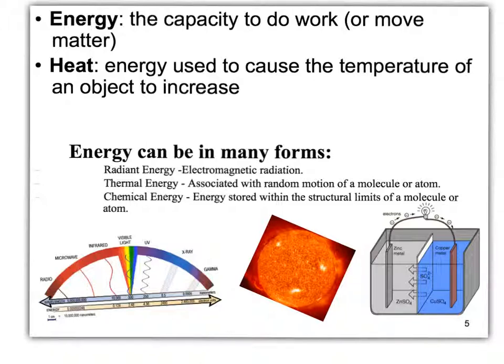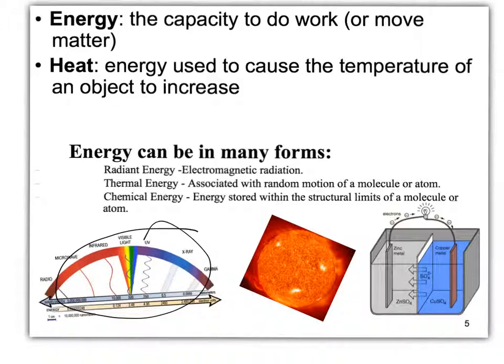There are so many different forms of energy out there. Three of the main ones we can look at are radiant energy, for example, electromagnetic radiation, as you see in the picture below, the electromagnetic spectrum. All those forms of energy are radiant energy. They travel in waves. The second type is thermal energy. It's energy associated with random motion of a molecule or atom. So it's heat given off. Anything that is hot, for example, the sun, is giving off energy.